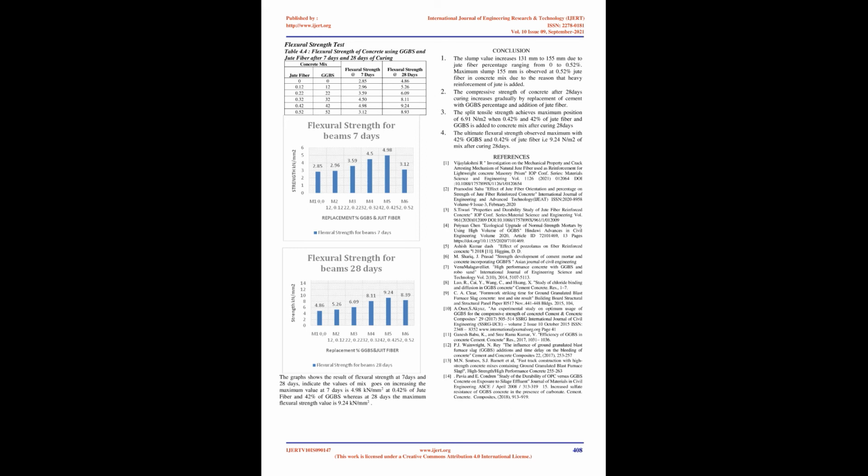The compressive strength of concrete after 28 days curing increases gradually by replacement of cement with GGBS percentage and addition of jute fiber. The split tensile strength achieves a maximum of 6.91 N/m2 when 0.42% and 42% of jute fiber and GGBS is added to the concrete mix after curing 28 days. The ultimate flexural strength is observed maximum with 42% GGBS and 0.42% of jute fiber, i.e. 9.24 N/m2 of mix after curing 28 days.